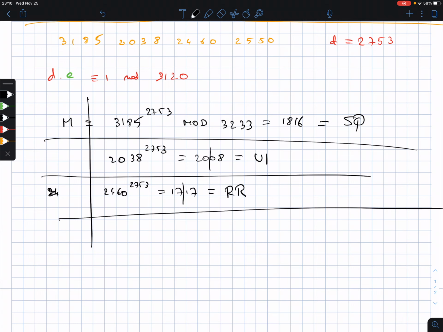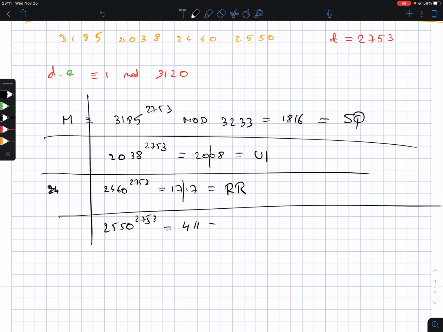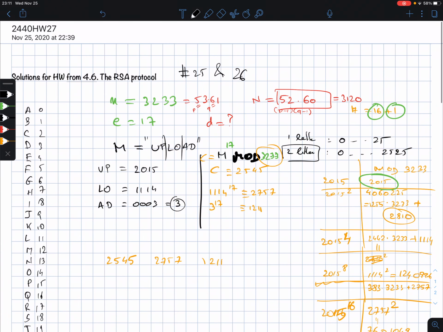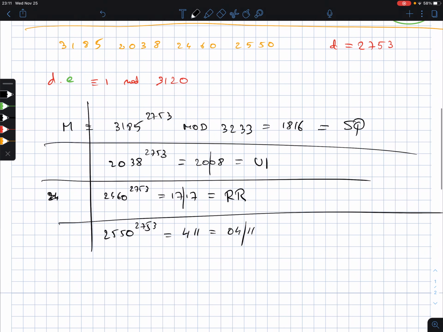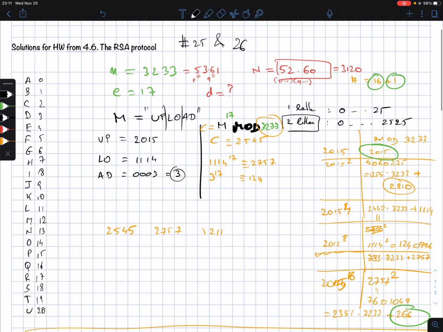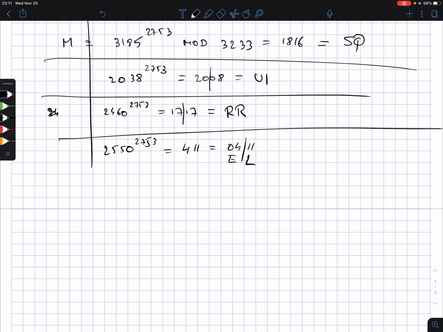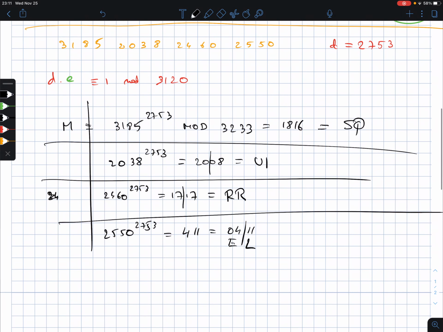Okay, so the last one is 2550 to the power 2753. That is what it is, okay, 411. Now, that 411 stands actually for 0411. 04 is E, and 11, I'm very sure that is L, yes. Okay, so he was talking about a squirrel, all right?